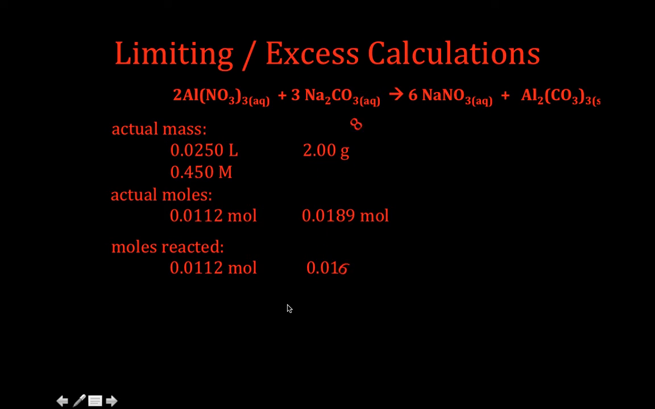Now this is a tougher question, figuring out the limiting and excess. What we see here is we have to take this number multiplied by 3 over 2. And when we multiply by 3 over 2, you see we get a number that's smaller than this. So right away we know that this is limiting. Should have chosen a different color. And that this is excess. So now we're ready to do our subtraction.